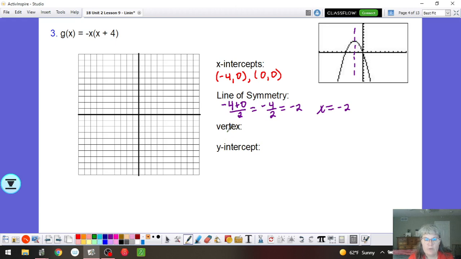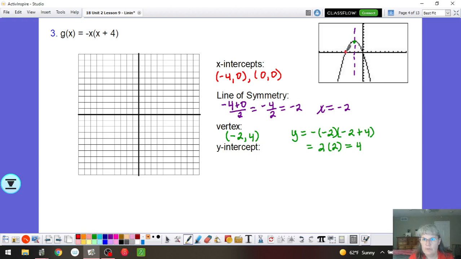The vertex will have an x value of negative 2. On this graph, it looks to be up 4. So let's just check with some math here. So we're going to have a negative 2 because we're plugging in negative 2 for x, times (negative 2 plus 4). Well, the negative of negative 2 is like saying the opposite of negative 2, which is positive 2. Negative 2 plus 4 is a positive 2, and 2 times 2 is 4. So we have our vertex up 4.